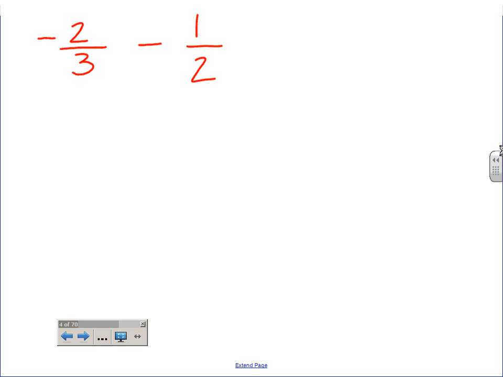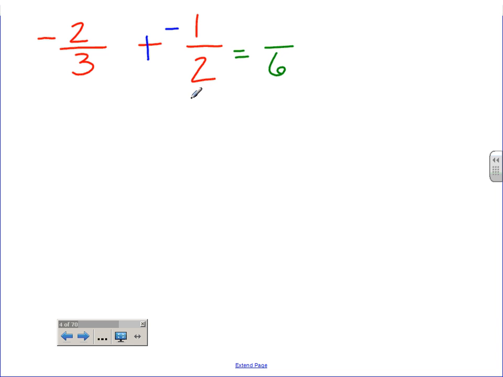Our first problem says negative 2/3 minus a half. First thing that I notice is it is a subtraction problem, so I am going to change it to addition by adding the opposite. And remember, I always put the negative sign with the numerator. All right, second thing that I'm going to do is get common denominators. So I want to think of something that 3 and 2 both divide into. All right, I know they both go into 6, so I'm going to change the denominators to 6.